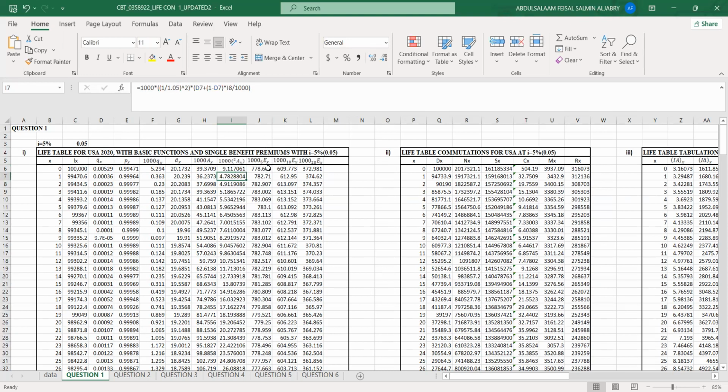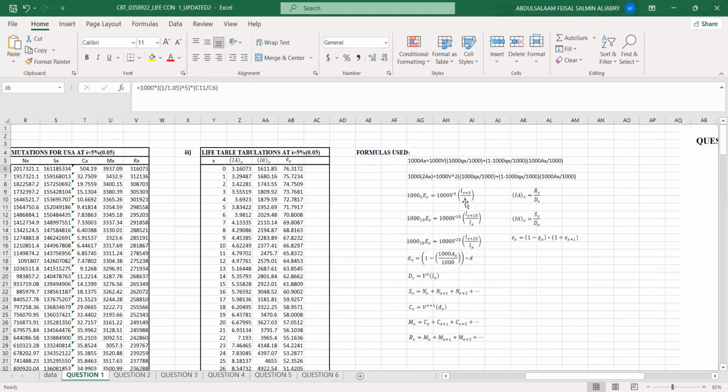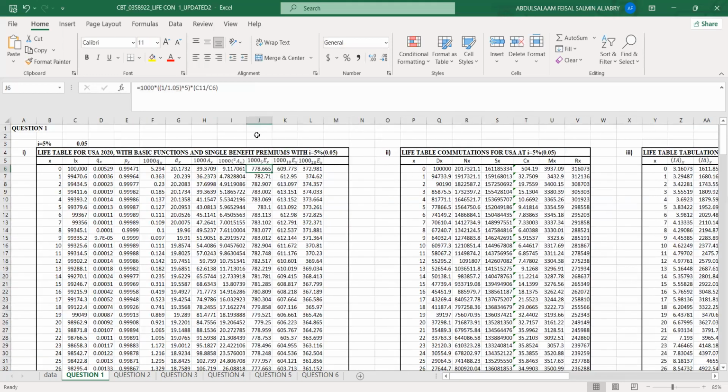Now for 1000 5Ex, the formula is basically 1000 v^5 times l(x+5) over lx. So I inserted 1000 multiplied by 1 over 1 plus i, which is 1.05 to the power 5, because it's 5 years, multiplied by L5, this one, L5 over C6, which is the L0.